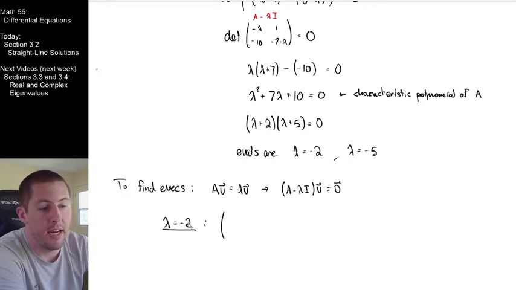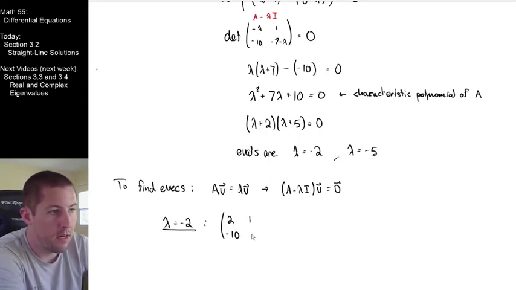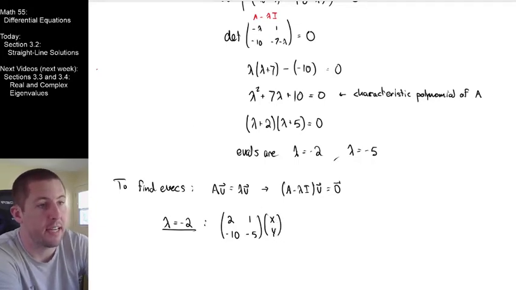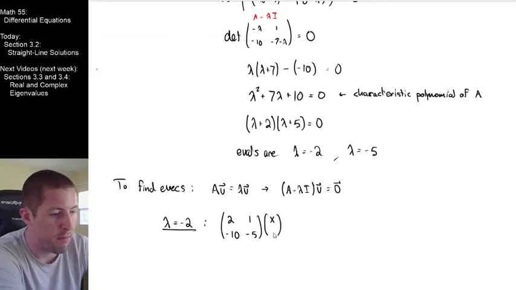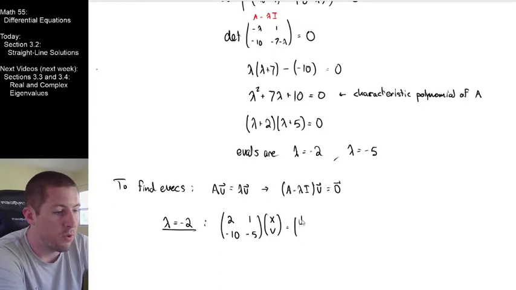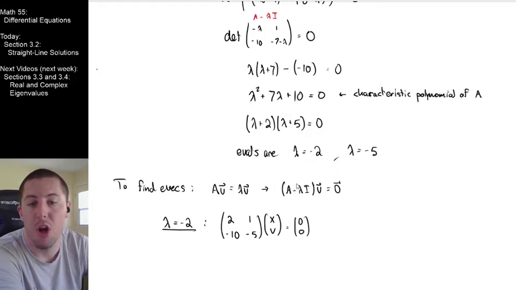So I'm just slotting in -2 right here into the slots that are right up here. So it looks like what we're getting is +2, 1, -10, and if lambda is -2, then that's -5 right there, times the unknown eigenvector. Actually, it is x, y based on the variables that we've chosen. That was a typo on my part, but a correct typo, interestingly enough. Should be equal to 0, 0. I'm just following our definition of the eigenvalue, eigenvector statement. Knowing A and knowing lambda, we should be able to solve for V.